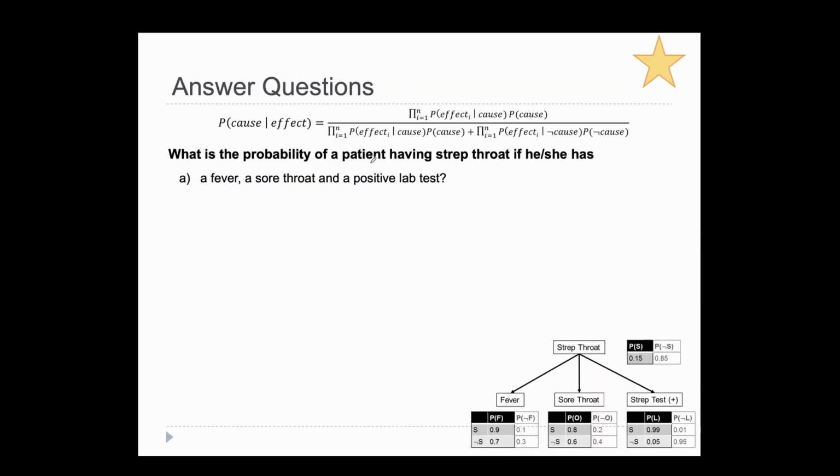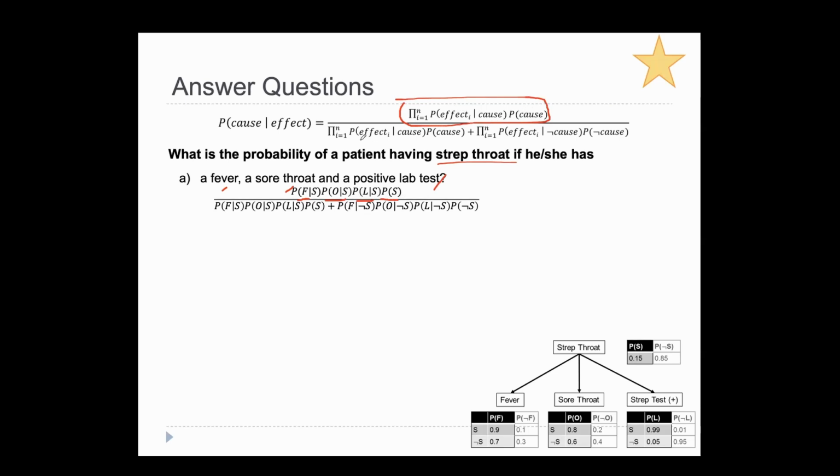So this is our question. What's the probability of having strep throat if the patient has the following symptoms? The symptoms are fever, sore throat, and a positive lab test. What will be our equation? This is our equation. Probability of fever given strep throat multiplied by sore throat given strep throat multiplied by positive test given strep throat multiplied by prior probability of strep throat. We're just multiplying all the conditional probabilities of the effects and finally the prior of the cause.